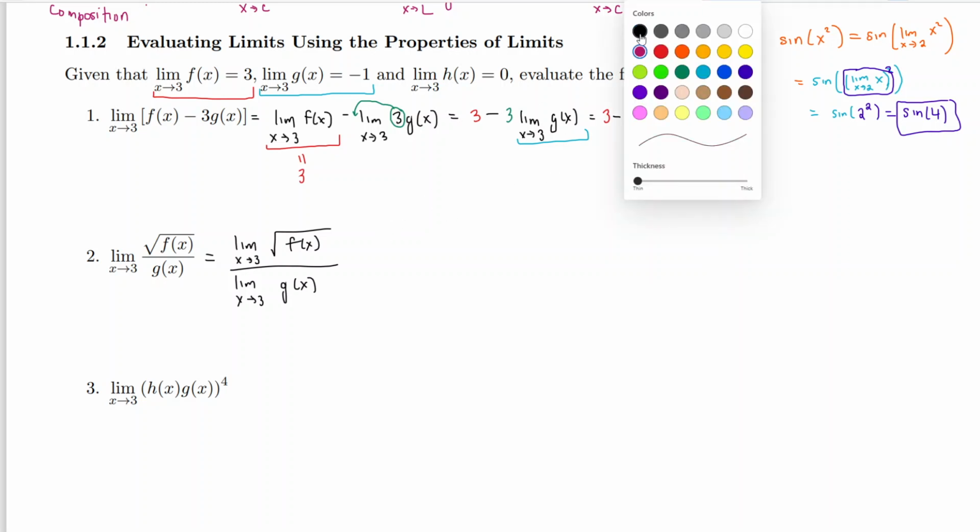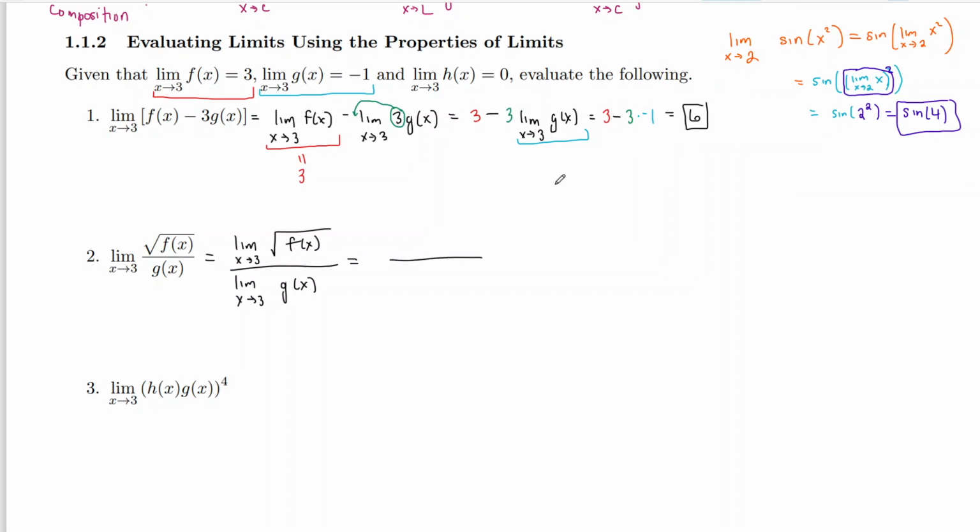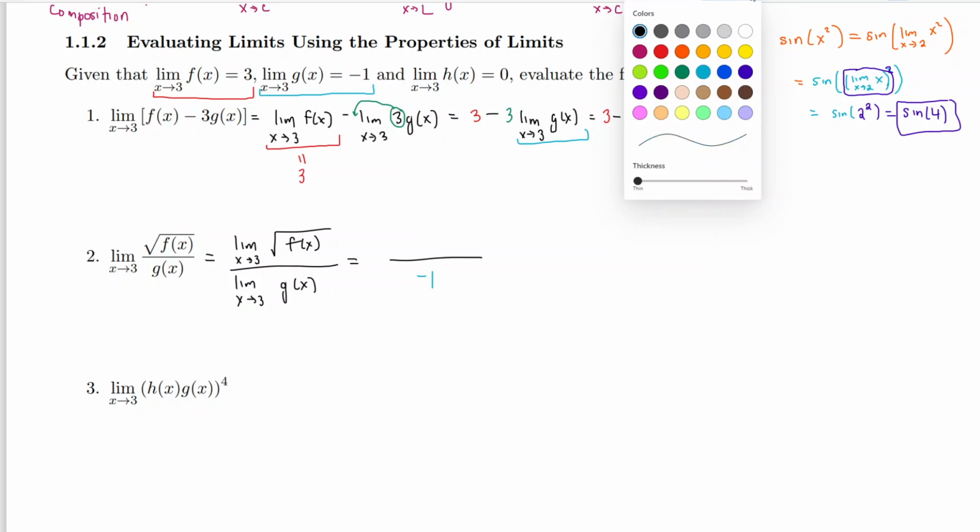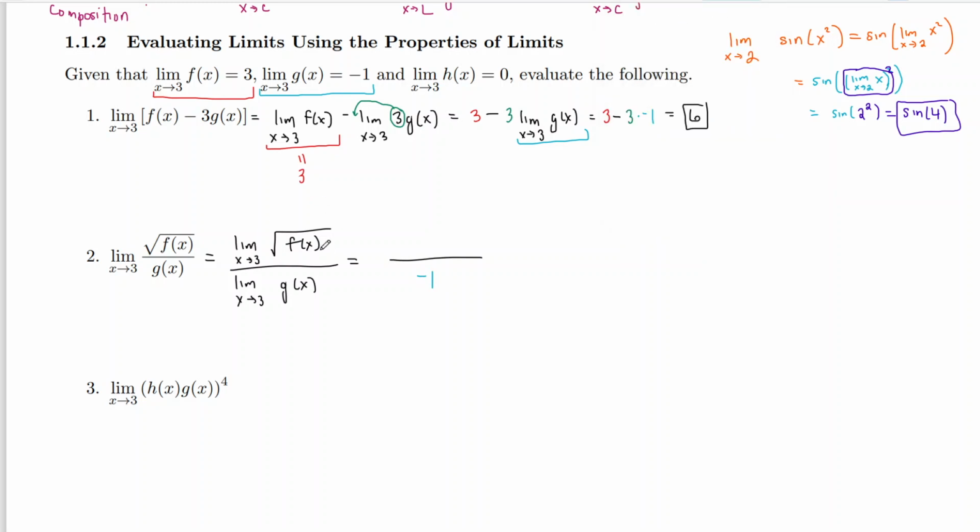Right. Now, how are we going to do the top? We should know just from the above example, we know the bottom is -1 already because that's exactly what we have here. So let's go ahead and just plug in -1. But what about the top? You don't have a rule for radicals. You have a rule for exponents, but they have to be whole numbers.